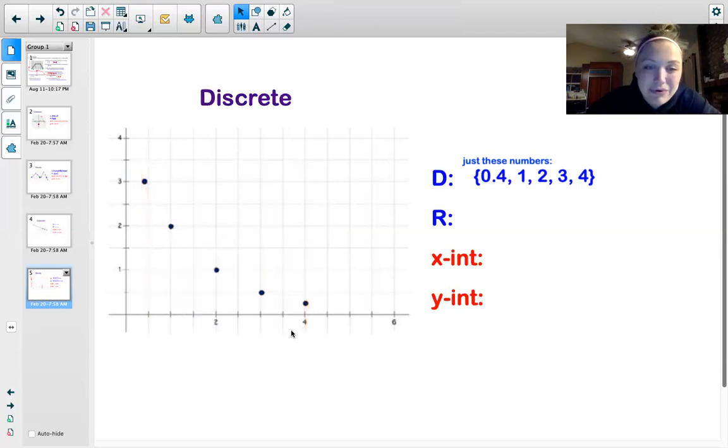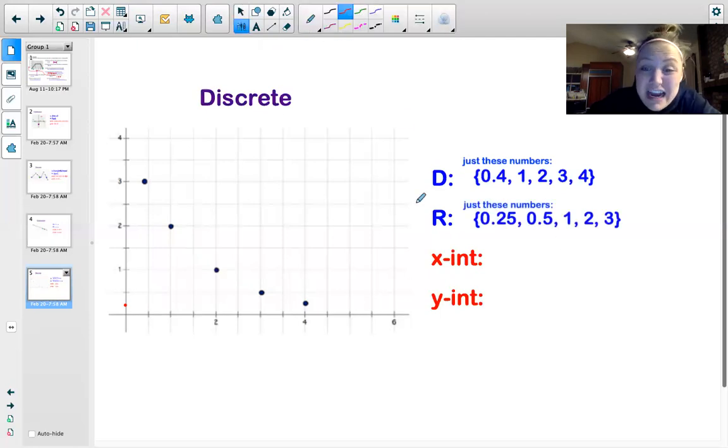That is all the inputs. Now let's talk about the range numbers, the outputs. The lowest one is like right here. It's like halfway to 0.5, so 0.4 maybe, then 0.5, 1, 2, and 3. So the range numbers, it's just the number 0.25.